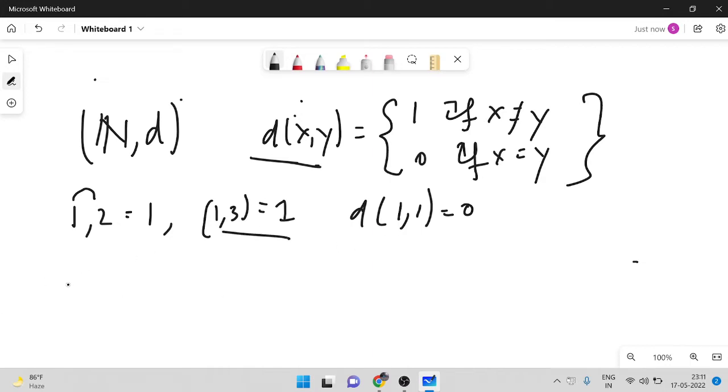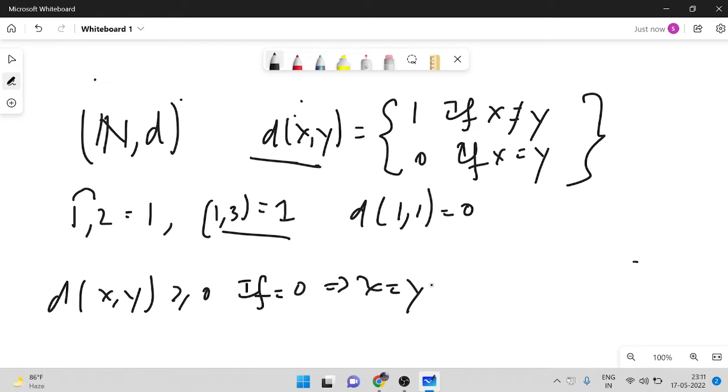I have given 3 axioms, right? Let's check them. Is d of x comma y greater than or equal to 0? If it is 0, it implies x is equal to y. By the way we have constructed this distance, it satisfies this axiom. Is distance of x comma y equal to distance of y comma x? Yes, this is true. Now let us check the third axiom.